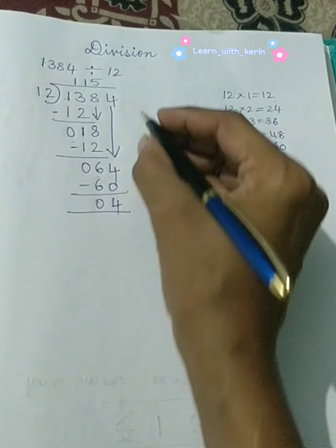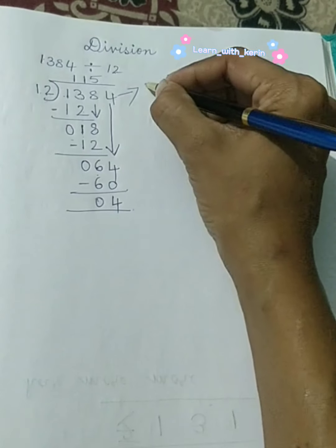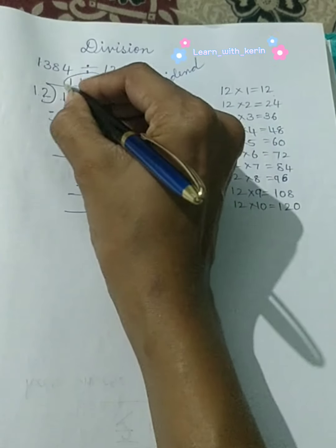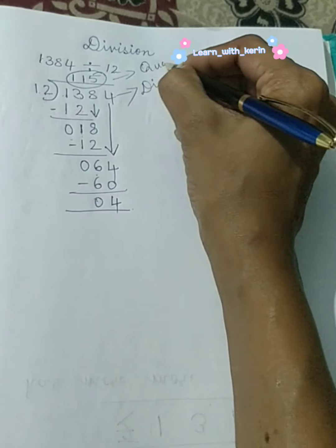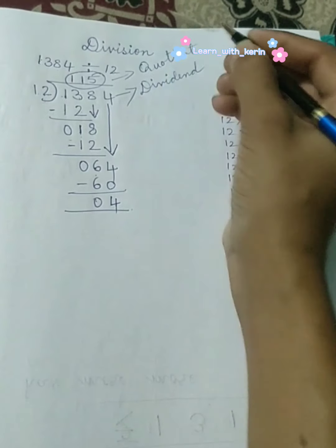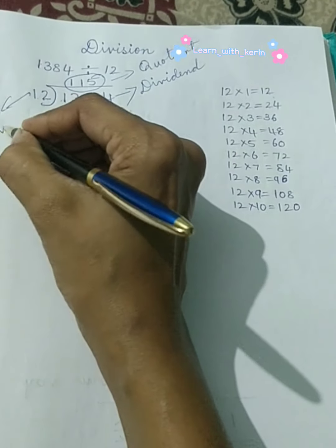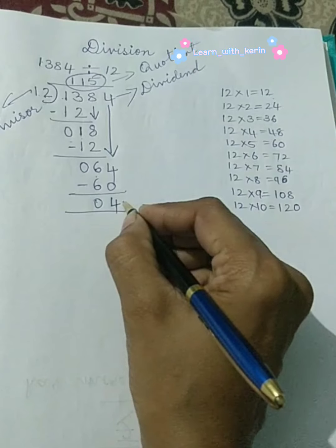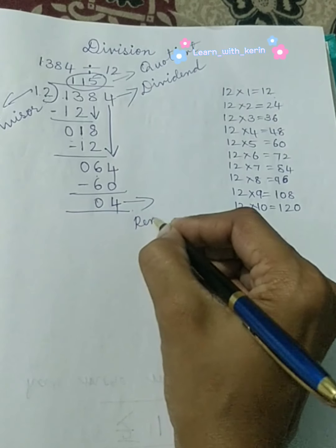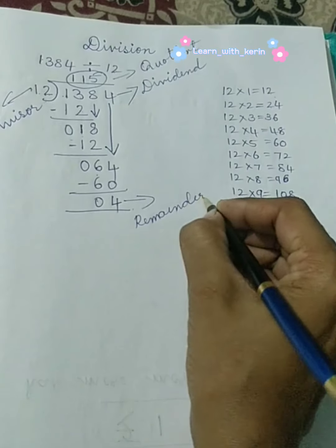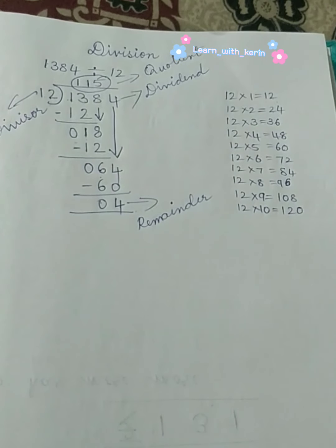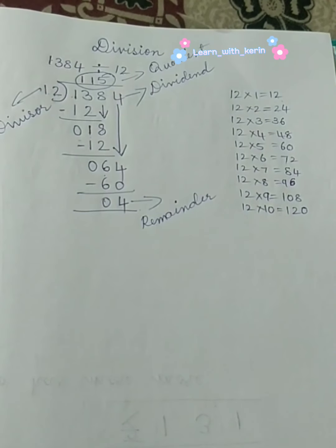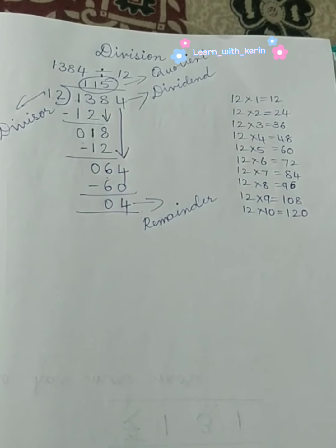Now children, let us recall the terms here first. This one is called the dividend. The answer we found, this one we call the quotient. Children, this number, as I said, we call the divisor. And at last, the number which remained, we call the remainder. Children, in this way we have to solve a division sum. See, this sum was simple. I will be teaching you all a more complicated sum also now.